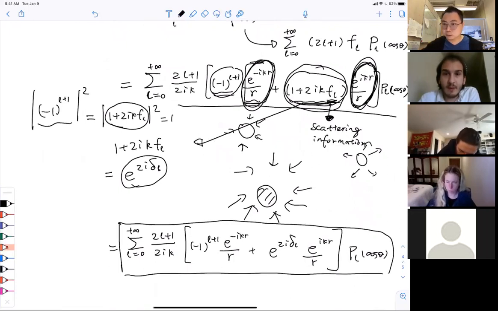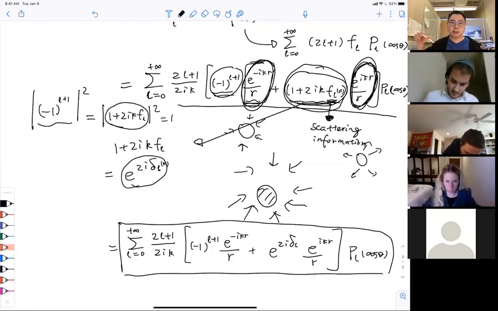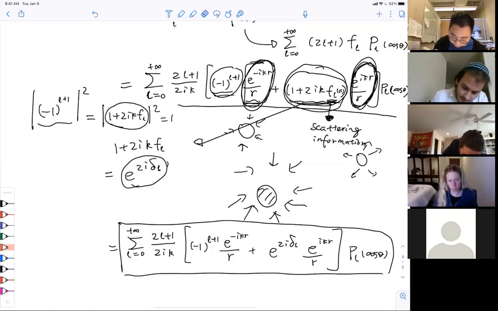So are we wrapping up the k dependence into delta_L? Exactly, yes. Of course, it's k dependent. If you change the energy of the incident wave, the phase shift will change in general. It depends on your energy. Usually we just suppress this k dependence.